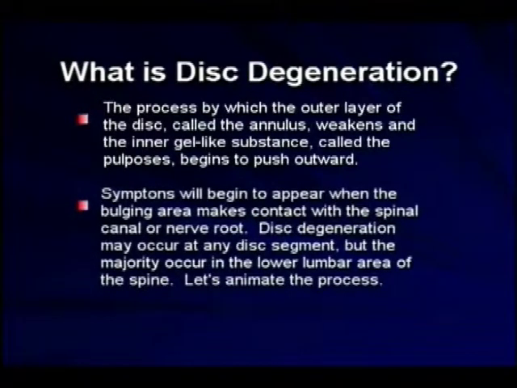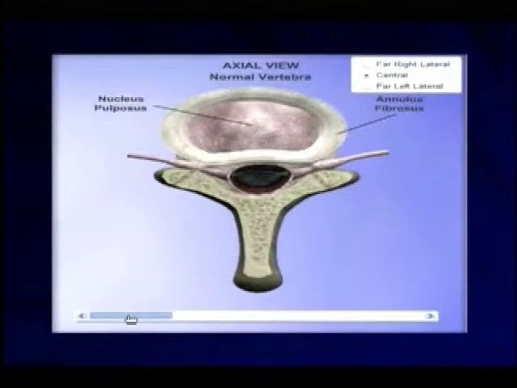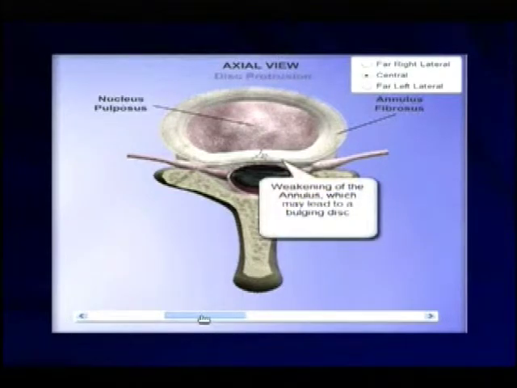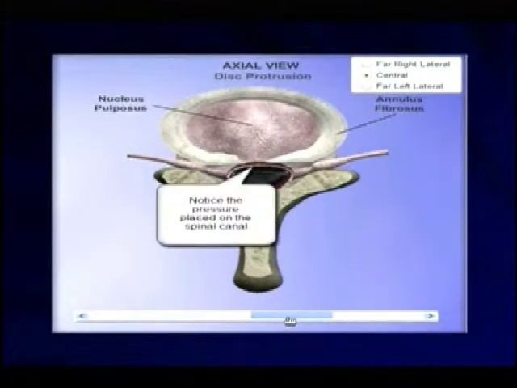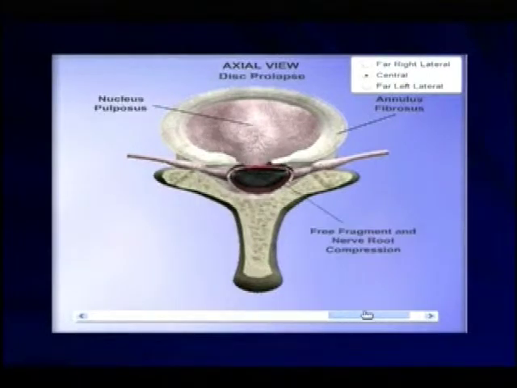Even though a disc may bulge at any location of the spinal cord, the majority occur in the lower lumbar area. Let's animate the process. Here we show an axial or top-down view of the disc and vertebra, and we identify the annulus and pulposus. Now we will animate the occurrence of a centrally bulging disc and then a herniated disc. Notice that under the stress, the annulus may weaken over time and eventually herniate or rupture without proper care.